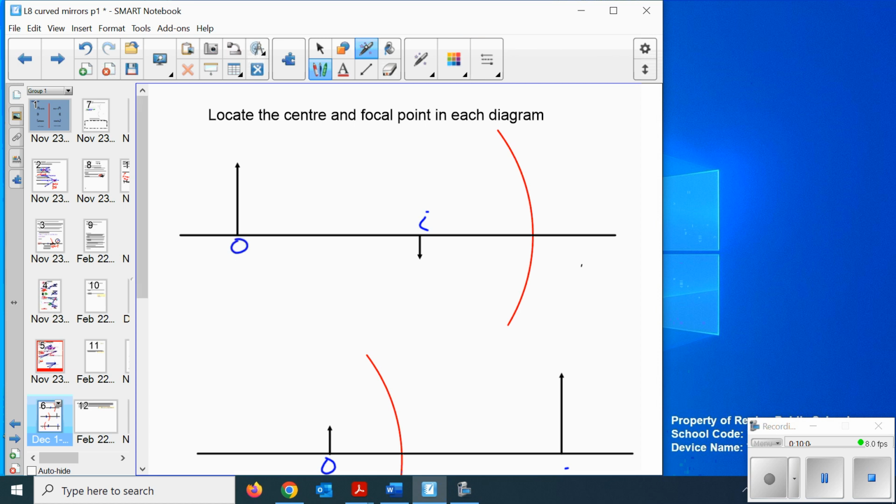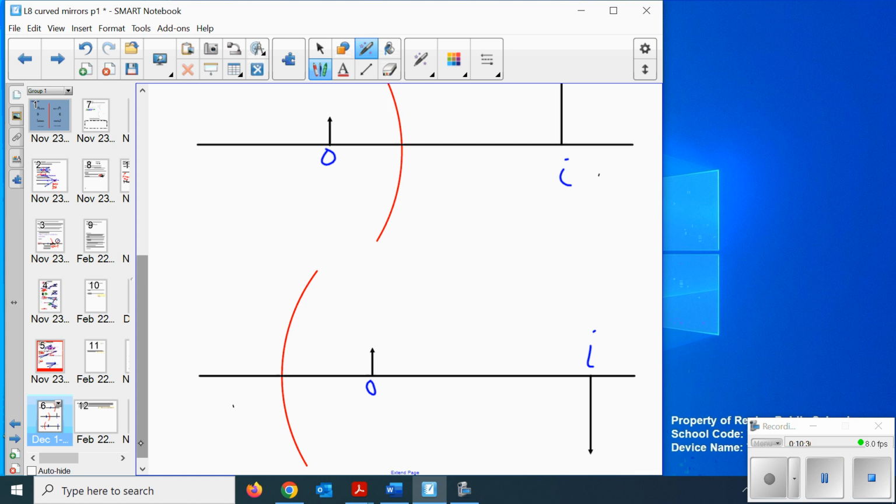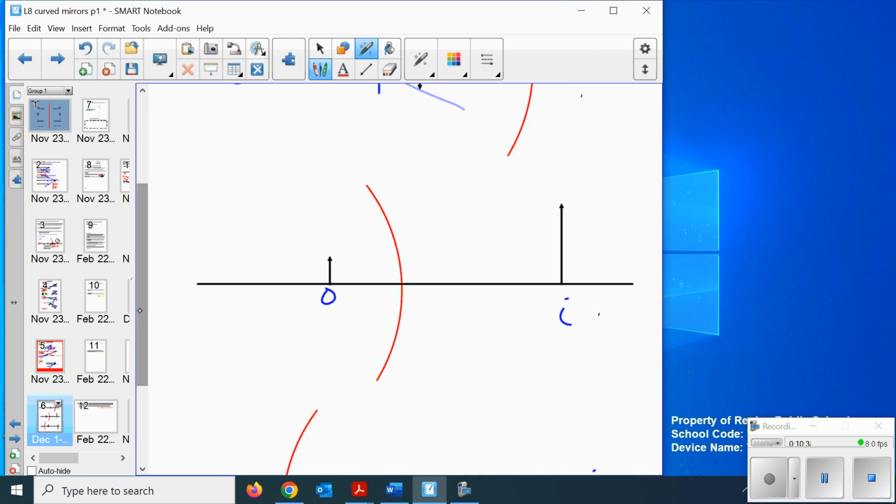Locate the center and the focal point in each diagram. This time, I've given you the object and image. So you just use the rules. I'm going to do a rough diagram here, but if this came in and it goes, yeah, okay, that's probably the focal point, right? And then what about that center rule? Well, that would be this one coming in and then going back on itself. That'd be where the center is. You guys follow me? You go backwards on some of the rules. Okay? This is behind the mirror, so this is obviously a virtual image.